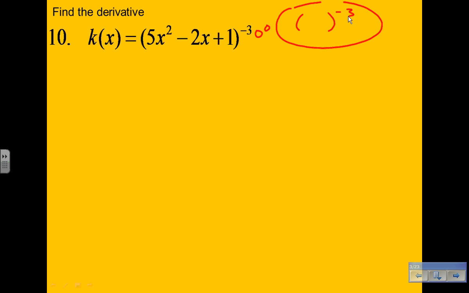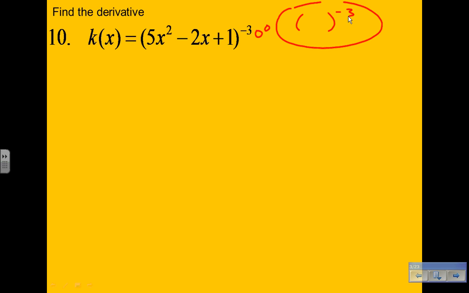Something to the -3 power. Something like u to the -3 power. What's the derivative of that? -3 of something to the -2 power. Right. It would be -4, sorry. So it would be -3 parentheses to the -4 power. That's the derivative of the outside. You have to multiply it by the derivative of the inside.